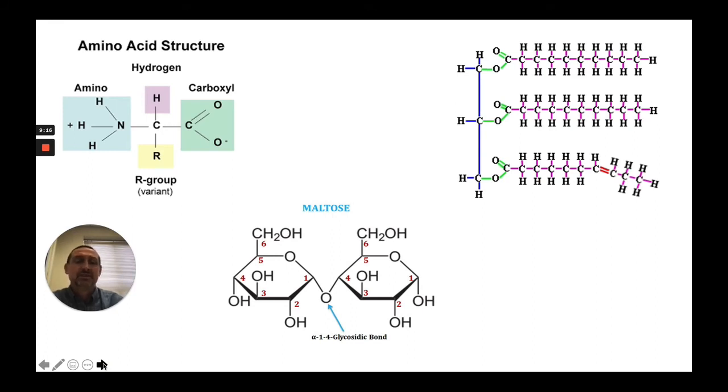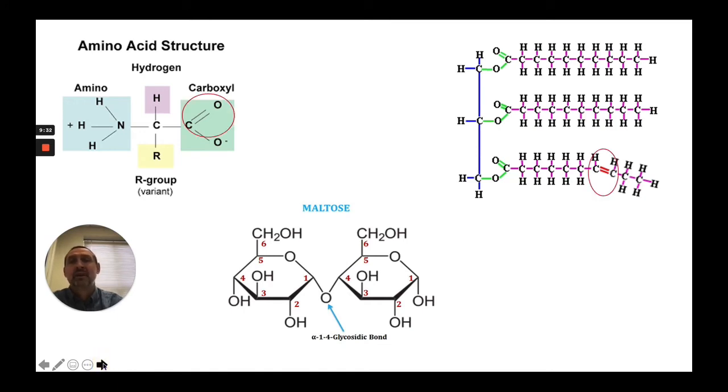Consider these 3 different pictures. We have an amino acid, which is a monomer for a protein. We have maltose, which is a disaccharide, a double sugar. And we have a triglyceride, a glycerol, and 3 fatty acids. Notice some of the similarities and differences between them.